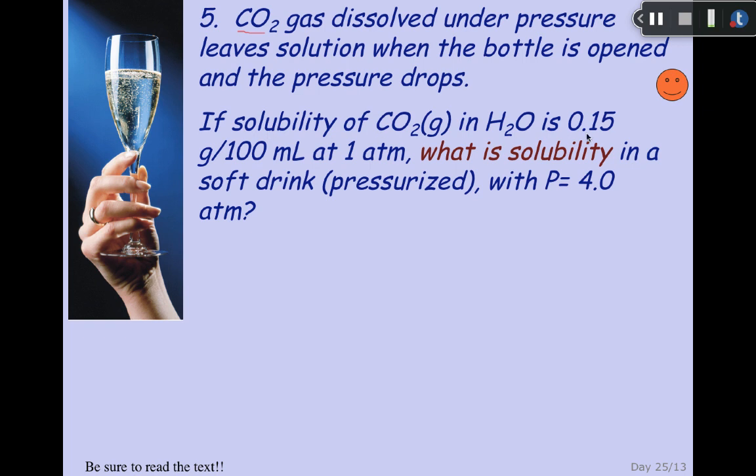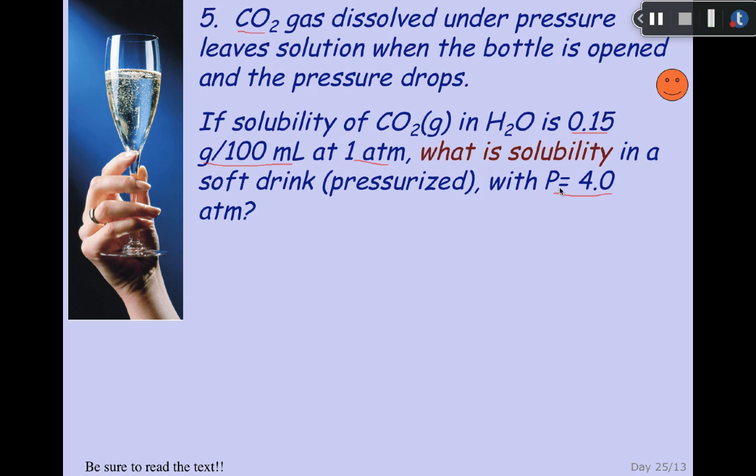If the solubility of CO2 in water is, these funny units, don't get worried about it, 0.15 grams per 100 milliliters at 1 atmosphere, what's the solubility going to be in the soft drink where it's pressurized with a pressure of 4 atmospheres? Well, what are we looking for? We're looking for solubility. What are we given is question number 1.